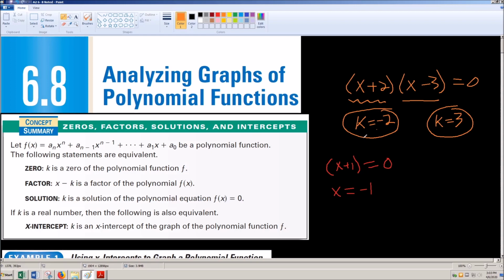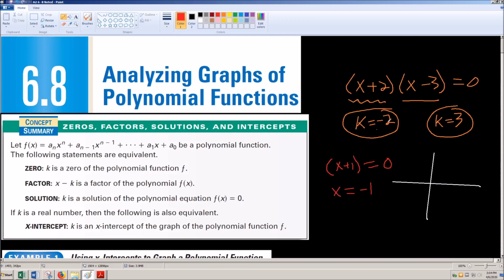A solution, so k is a solution of the polynomial function when f of x equals 0. So the x value we're plugging in for that k zeroes out our equation. If k is a real number, then that is also the same thing as saying it's an x-intercept. If I've got some imaginary solutions for k, that's totally possible, it's just that it's not going to be an x-intercept. So again, when we talk about zeros, here we're talking about our xy coordinate system.